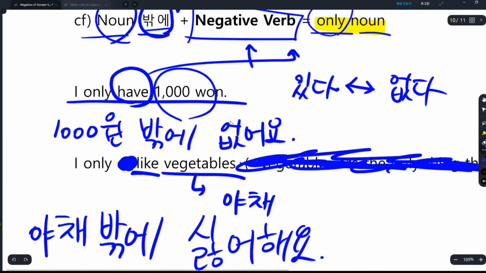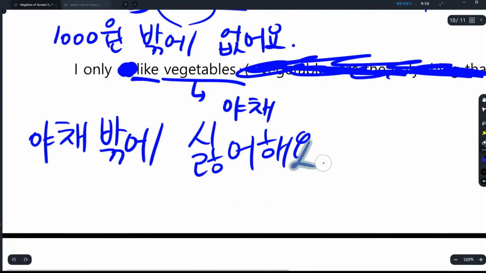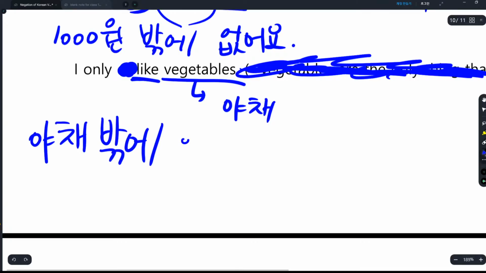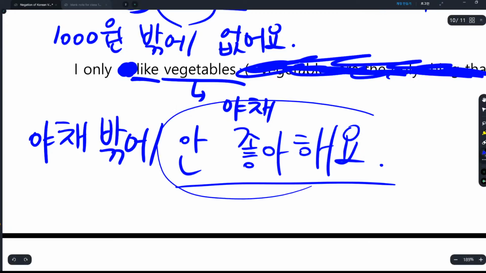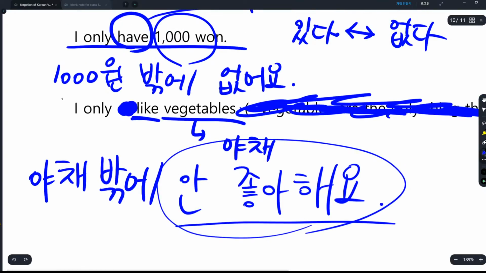a negative verb, guys. It's a positive verb that means to hate. So this is not a place for a positive verb. Instead, you can negate 좋아하다 simply by using the normal negation form. 안 좋아하다. So 야채밖에 안 좋아해요. 맞아요, 여러분.